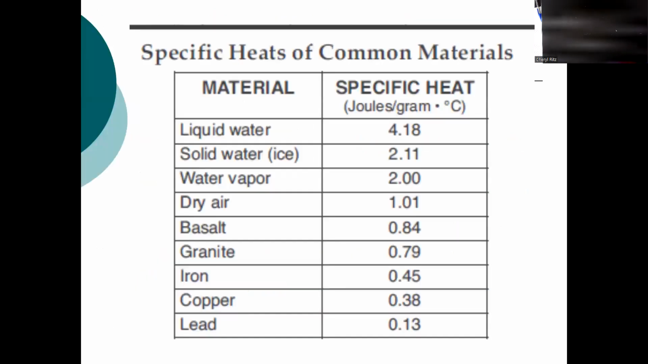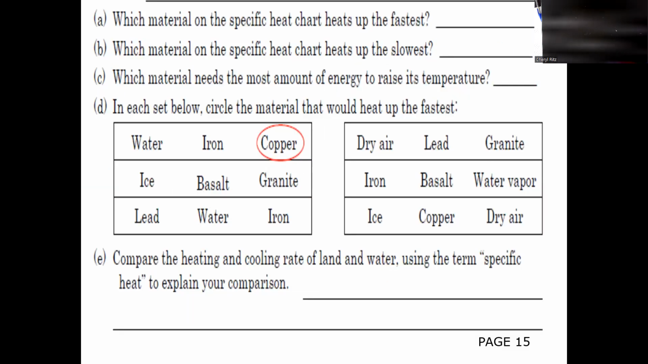So copper, my choices again were copper, iron, and liquid water. Copper heats up the fastest because it has a lower specific heat, takes less energy to heat it up. I'm gonna let you guys finish the remaining 5 of those circling jobs on your own. You're going across ice, basalt, or granite. Circle which one heats up the fastest. If you're all done, give everybody else a chance to be all done too, please.